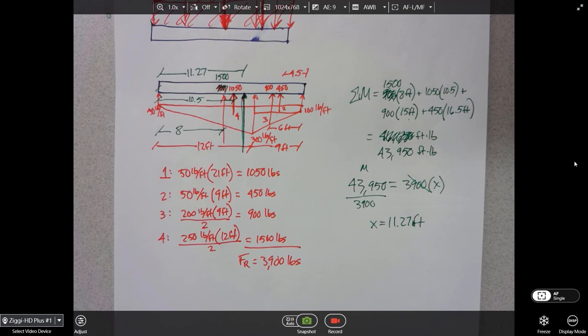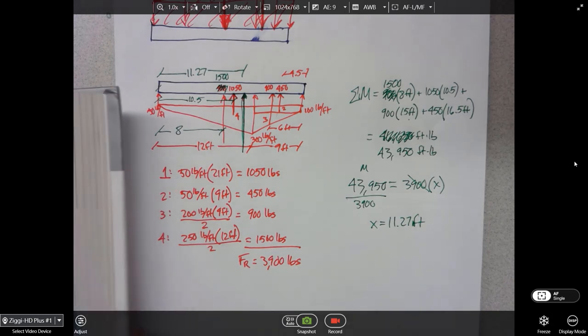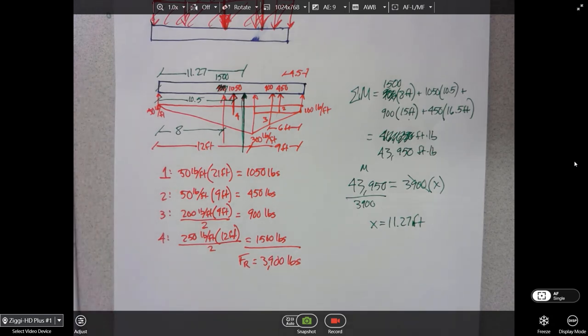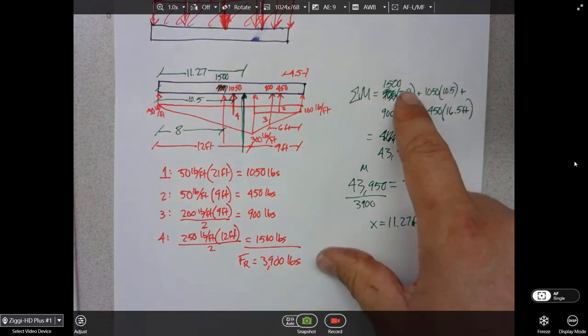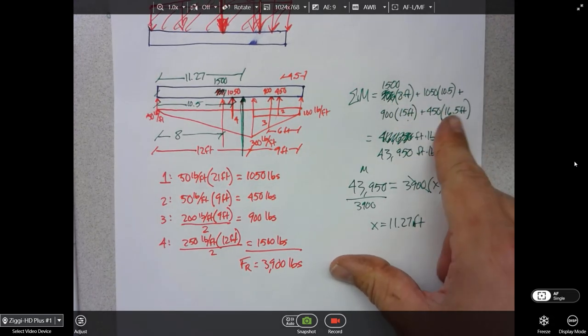Make sense? We can look in the back of the book and see if that's the answer. That's the one I came up with from doing it. It's chapter 4, number 146. It's 3.9 kip and 11.3 feet. So yep, that is the answer. You getting something different, Vlad? So there must be something funky here.